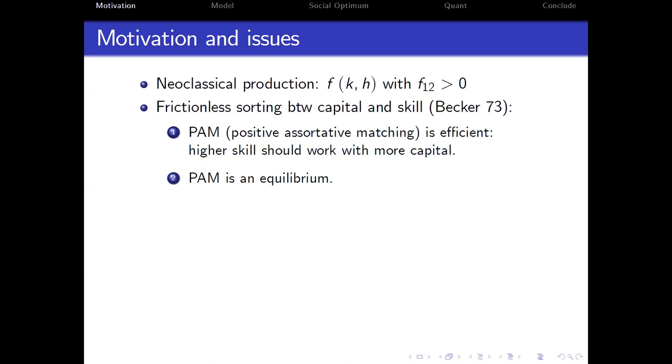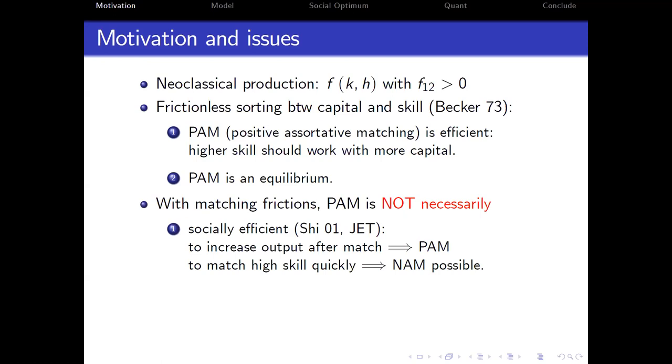The only problem is that once you introduce matching frictions, PAM is not necessarily socially efficient. So this is what I had done in this JET paper in 2001. Usually you think search equilibrium is not efficient when the Hosios condition is violated. But that's not the case here, because that paper has directed search. So it automatically gives you the Hosios condition. Despite that, PAM is not necessarily socially efficient, constrained-wise.